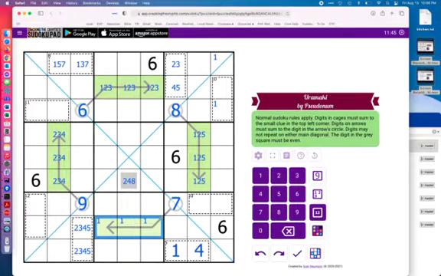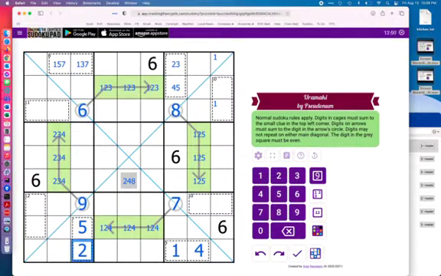That means this is 1, 2, 4. This can't be 2 or 4, so this can't be 3 or 5. So this is either 5 or 2. 4 is already used, so that's 2. That's a 5. Let's see. One has to be up here, but it can't be in 12, so that's a 1. This can't be a 1, so this can't be a 7.